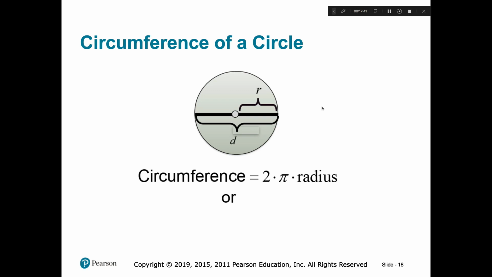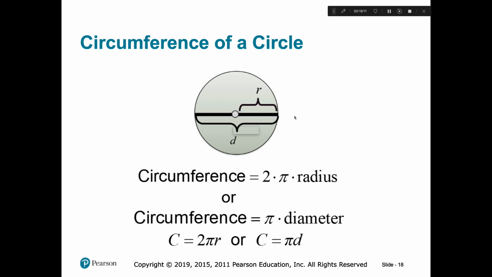If you use the diameter, you can leave off the 2. Why? Anybody know why? Because it's all the way across. The radius is halfway across, right? So if we double the radius, that's going to equal the diameter. So if you're using the diameter to find circumference, we can just take the diameter times pi. Okay? So 2 times the radius times pi, or diameter times pi.